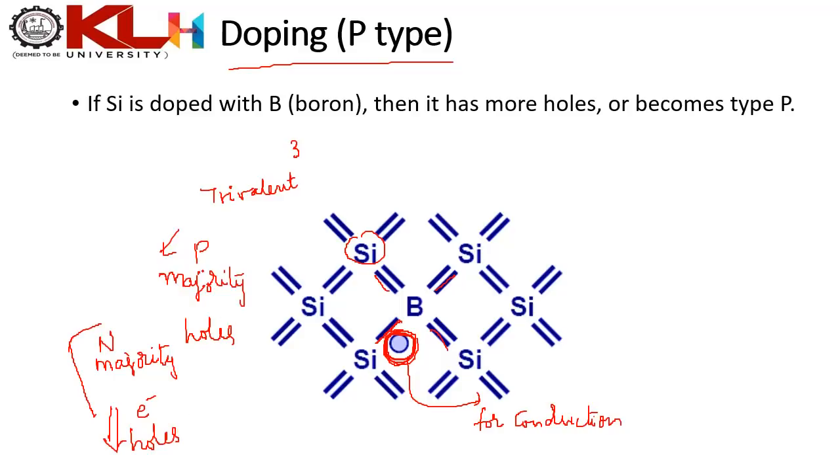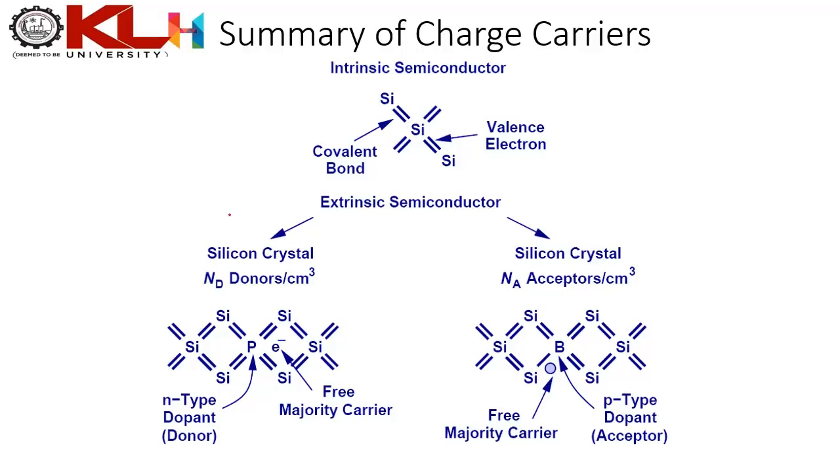Okay, and a p-type doped semiconductor also has its share of electrons. So that is why these are referred to as majority charge carriers. So majority charge carriers in a p-type semiconductor are holes, and majority charge carriers in an n-type semiconductor are electrons. Okay, so this is the summary.